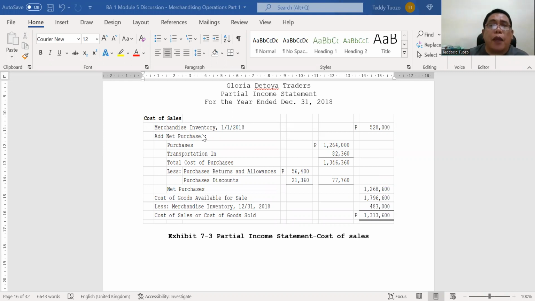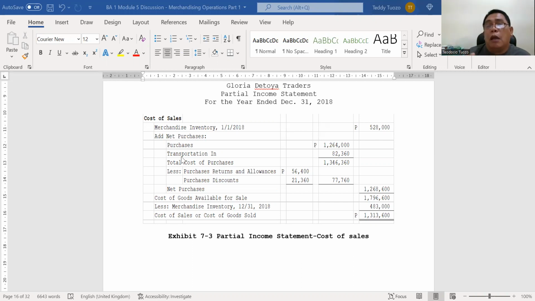You have the merchandise inventory, class. This is January 1, or this is what we call the merchandise inventory beginning. Then you add all the purchases or net purchases. You have the gross purchases. Purchases are the amount of goods you bought for you to sell.